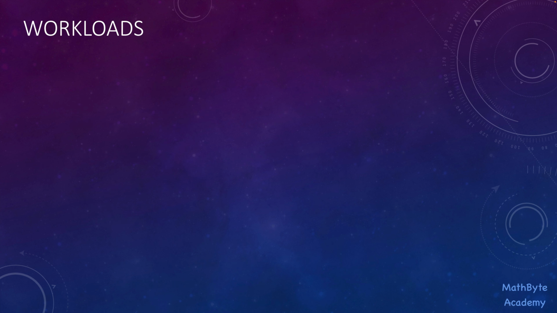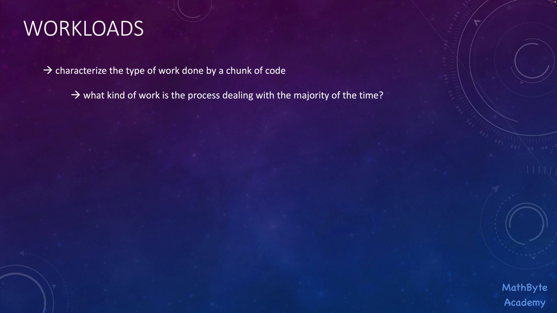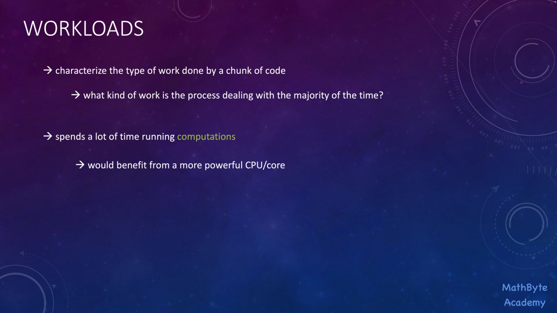So now we need to talk about workloads, because we need to characterize the type of work done by a chunk of code. What kind of work is the process dealing with the majority of the time? Well, we could be spending a lot of time running computations. And this means that we would benefit from a more powerful CPU or a more powerful core. So this is basically a CPU workload. It's computations, and we need a lot of the CPU in order to run our code.